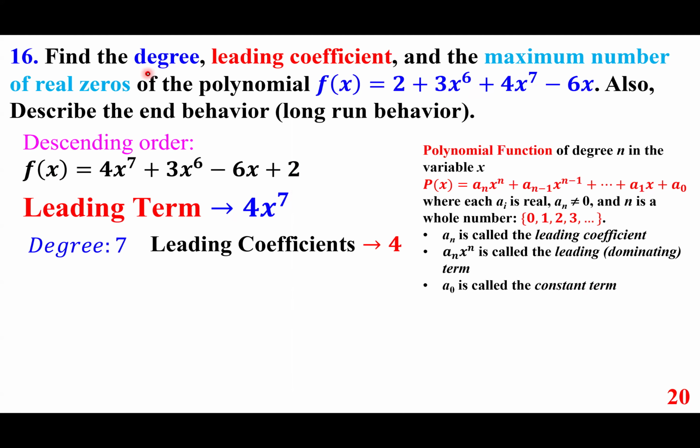Okay, so we got the degree. We got the leading coefficient. Maximum number of real zeros is the degree. So maximum number of real zeros must be 7.